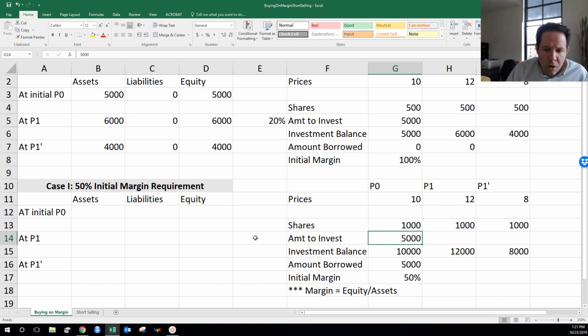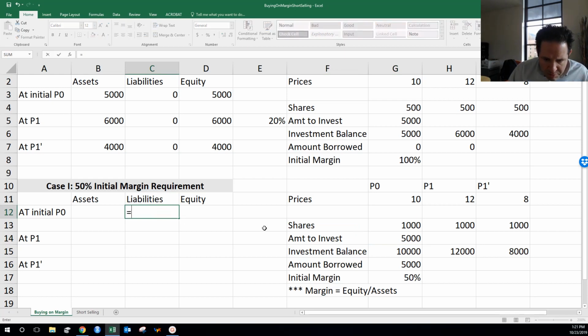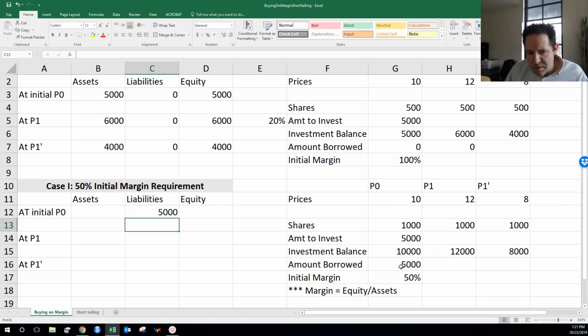Okay, so what does that mean in terms of your balance sheet? Well, now your balance sheet has some liabilities. You're borrowing money from this bank, who then is going to hold also the assets on your balance sheet as collateral for covering those liabilities.